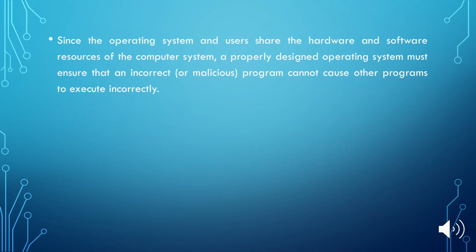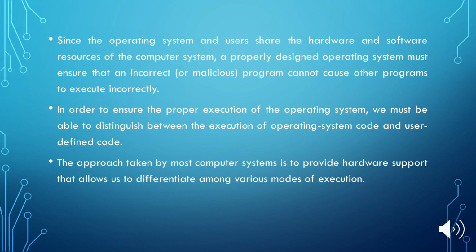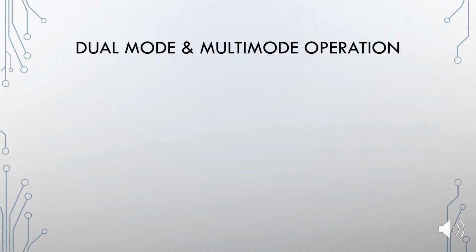Since the operating system and users share the hardware and software resources of the computer system, a properly designed operating system must ensure that an incorrect or malicious program cannot cause other programs to execute incorrectly. In order to ensure the proper execution of the operating system, we must be able to distinguish between the execution of operating system code and user-defined code. The approach taken by most computer systems is to provide hardware support that allows us to differentiate among various modes of execution. Dual mode and multimode operation.